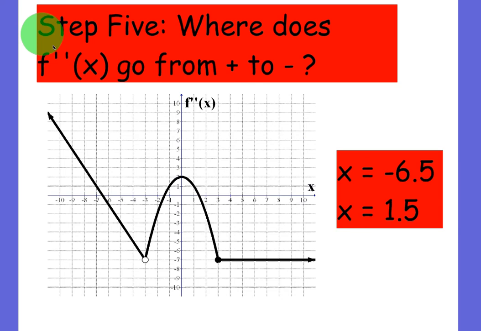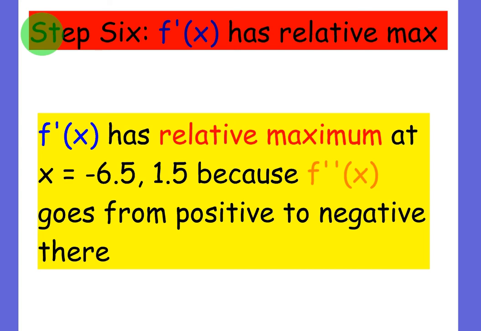Step 5, where does f double prime go from positive to negative? We can actually circle that. It's going to be at negative 6.5 and at 1.5. Now why is that? Well, that means that f prime is going from increasing to decreasing, which means it's a relative max. So f prime of x will have a relative max at negative 6.5 and 1.5.